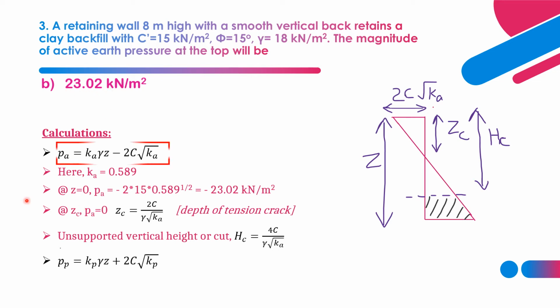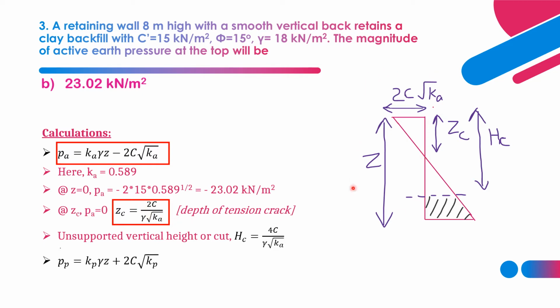Now we shall see some more points regarding this. So first formula we have seen is the active earth pressure at any depth, and now we shall see the next formula regarding the depth of tension crack. This will happen when there is a clay backfill. So due to the cohesion value, there will be a tension crack formation.